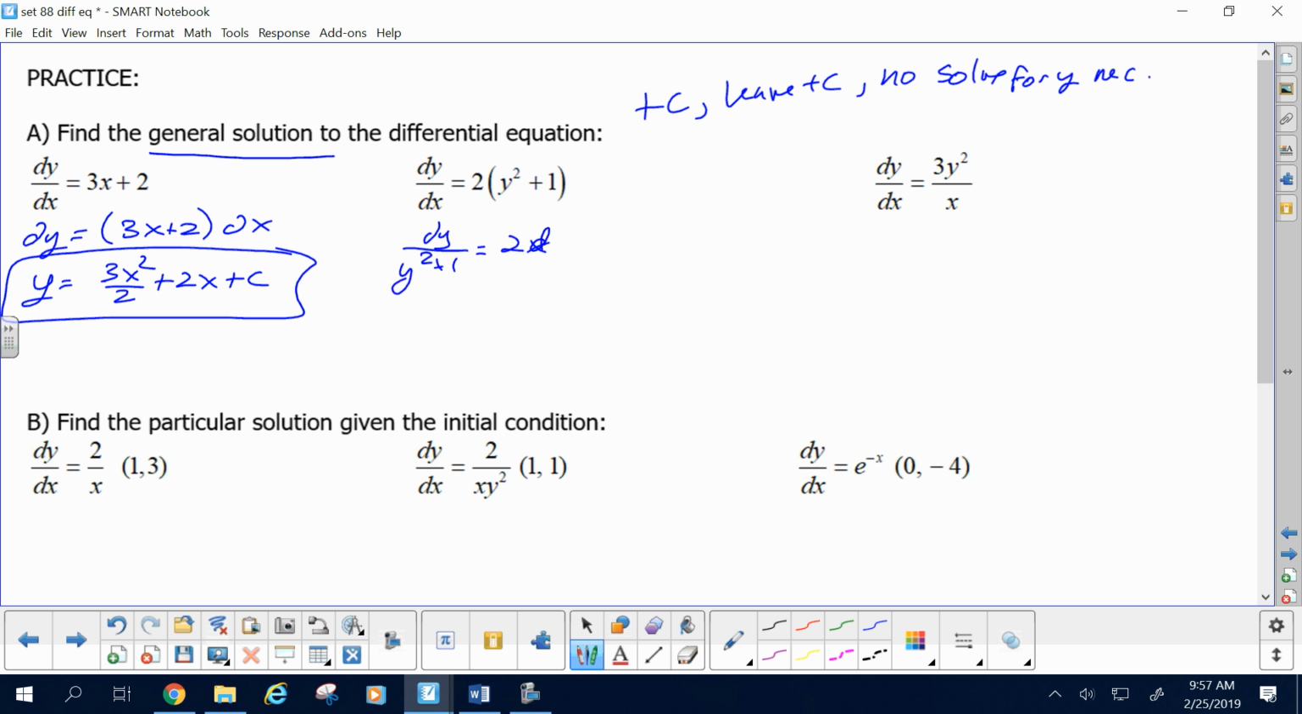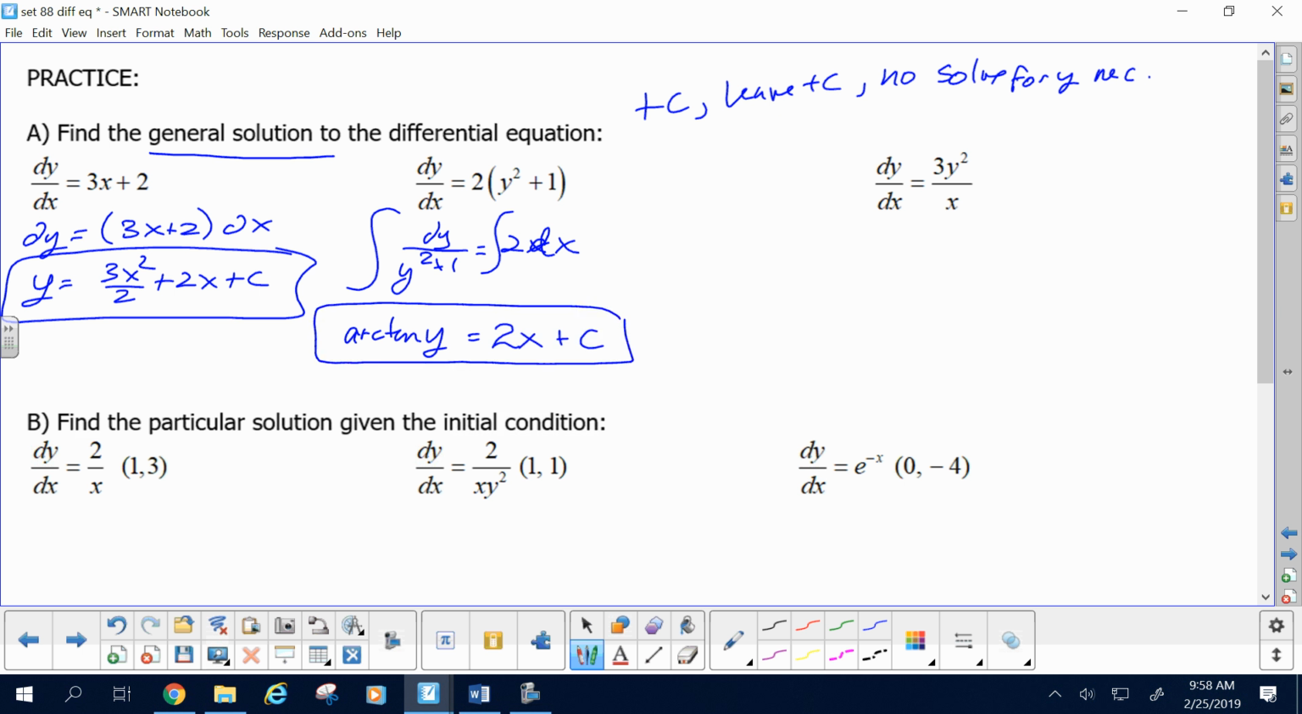It's a little harder integration. What's the antiderivative of y squared plus 1? This one's impossible. Arctangent of y equals... what's the antiderivative of 2 with respect to x? Ouch. Seems like that one didn't go very well. Oh yeah, arctan. I'll give you another minute. Oh yeah, let's just go.